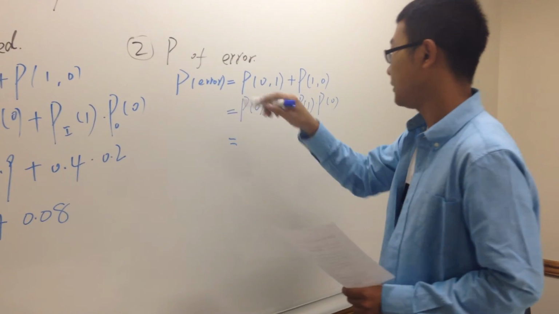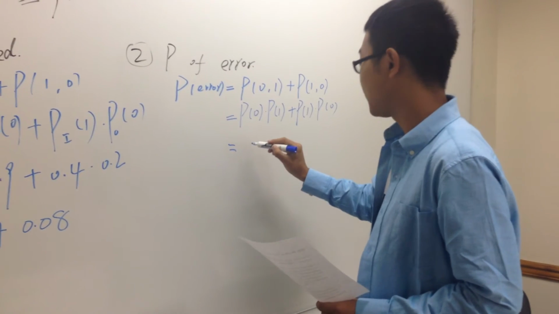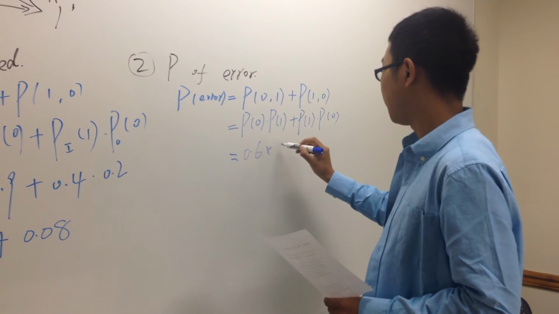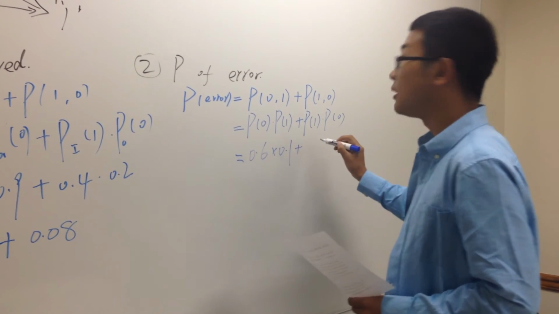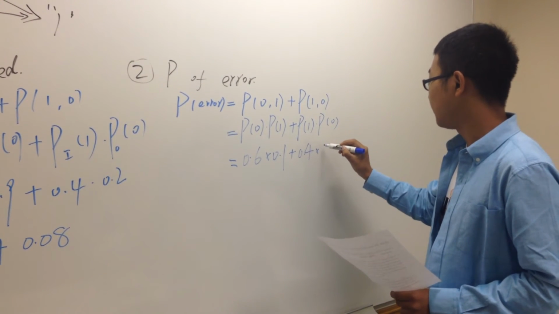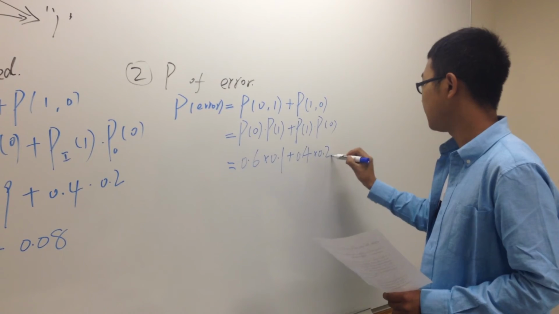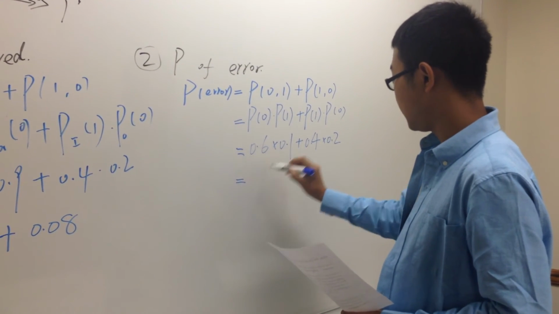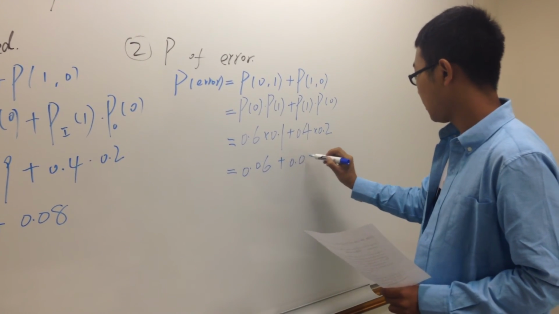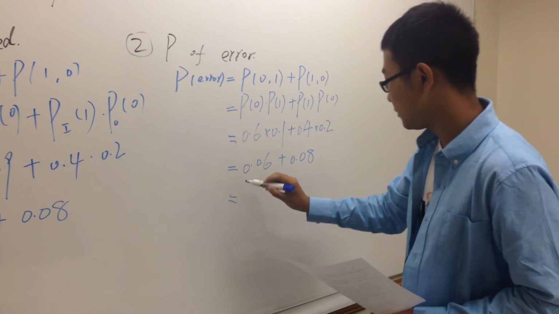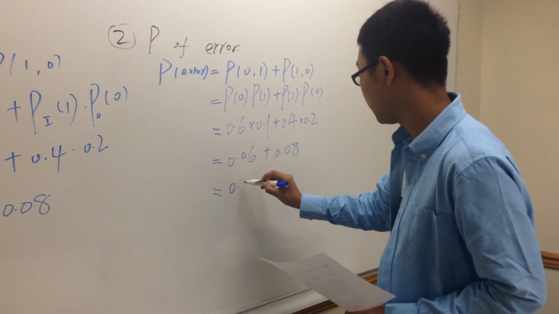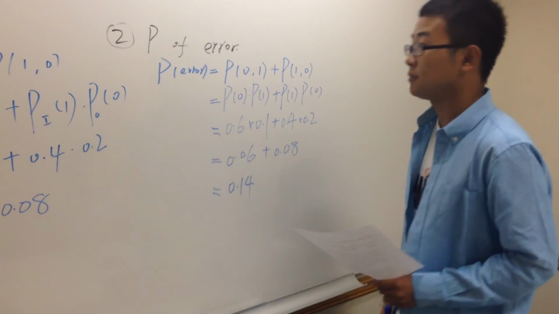So we put these numbers in, so that it is 0.6 multiplied by 0.1 plus 0.4 multiplied by 0.2. The answer to question 2 is 0.14. So that's all. Thank you.